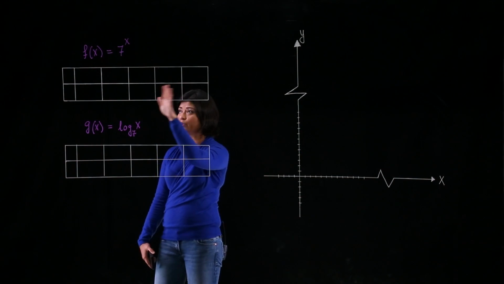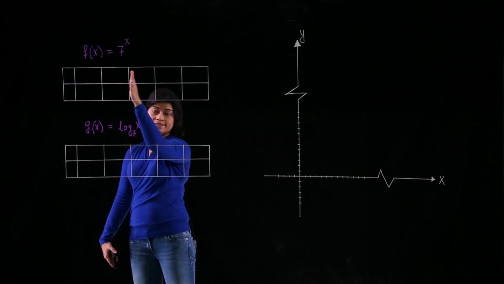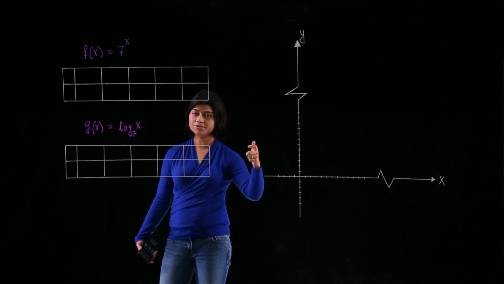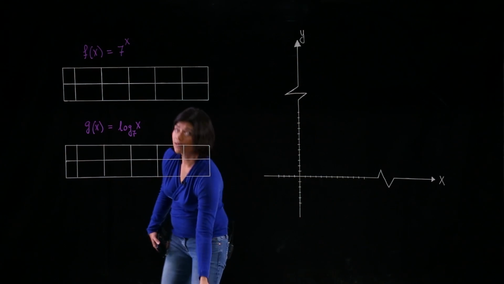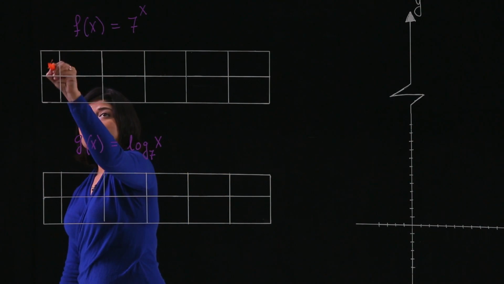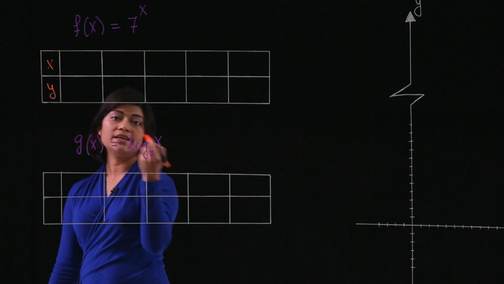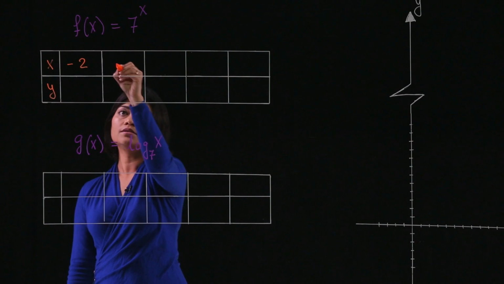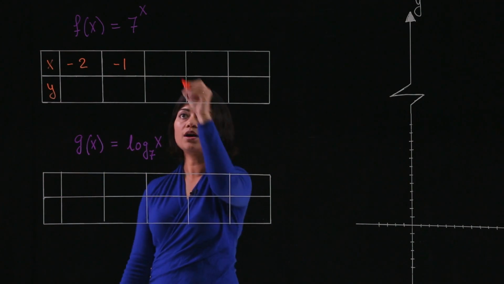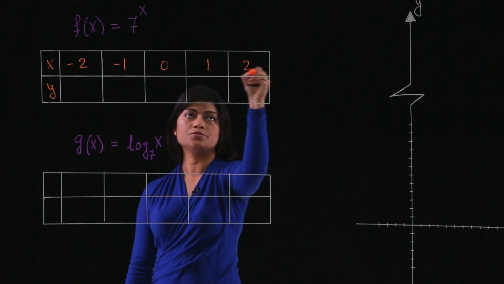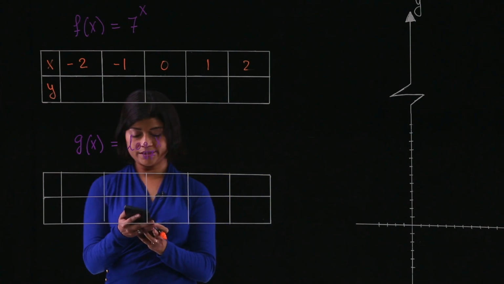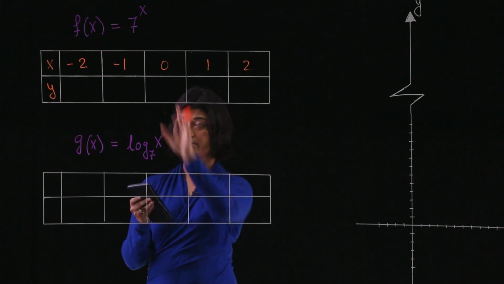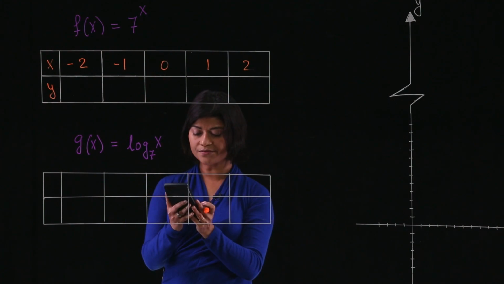Let's make a table where we plot various x points and then we find the corresponding y points so that we have different points that we can plot. So let's start with, say, x equals -2 and then find the value for -1, 0, 1, and 2. So use a graphing utility and find the various values of this function for these different x values.